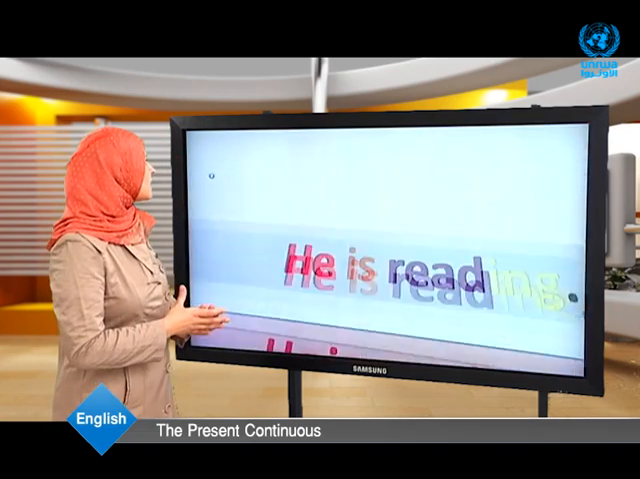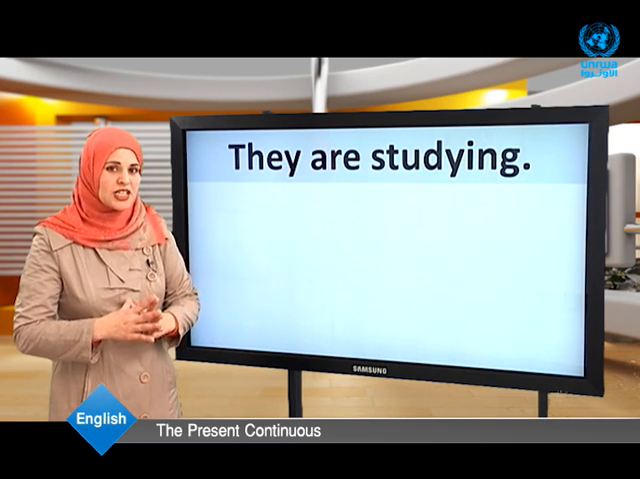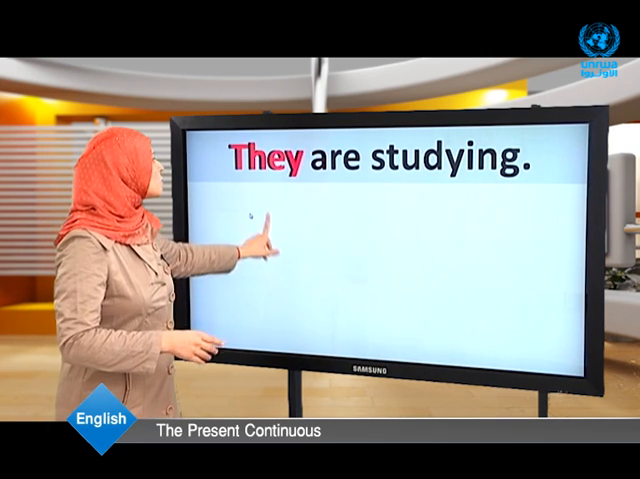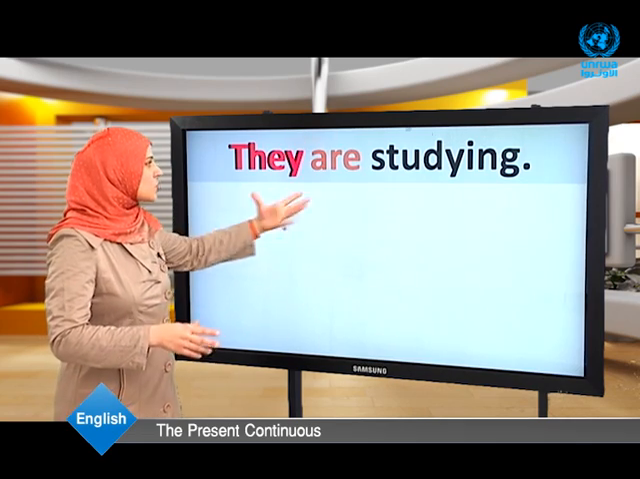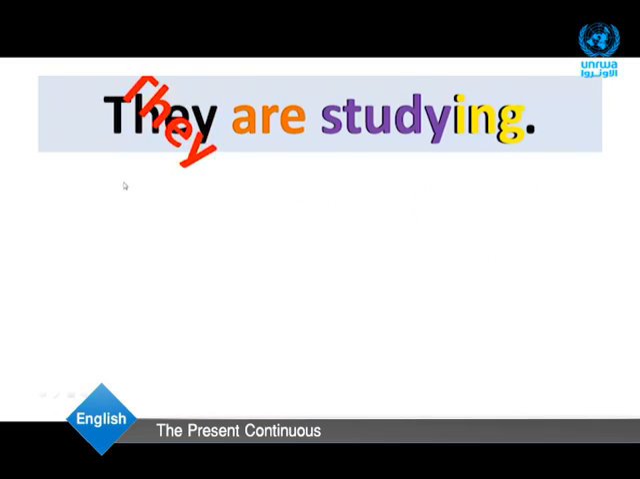Another example. Look, they are studying. The subject here is they. They is followed by are and the verb, which is study. After that, the ing. Once again, our form is they plus are plus the verb plus ing.